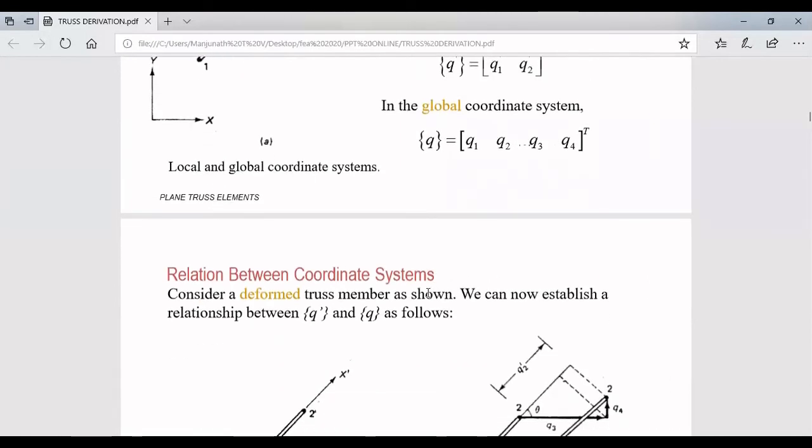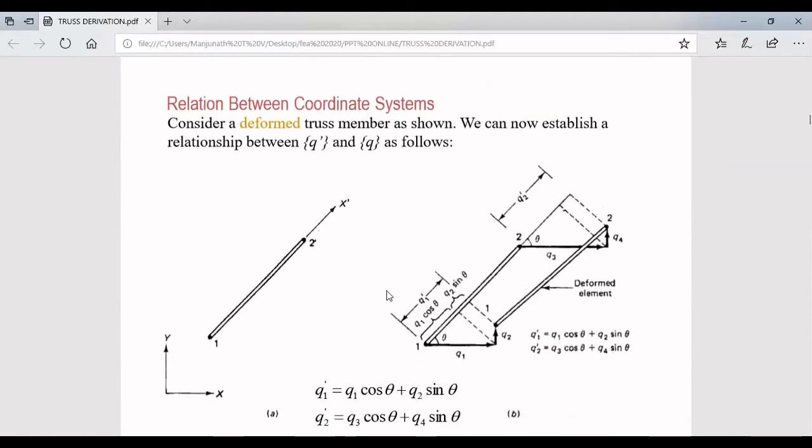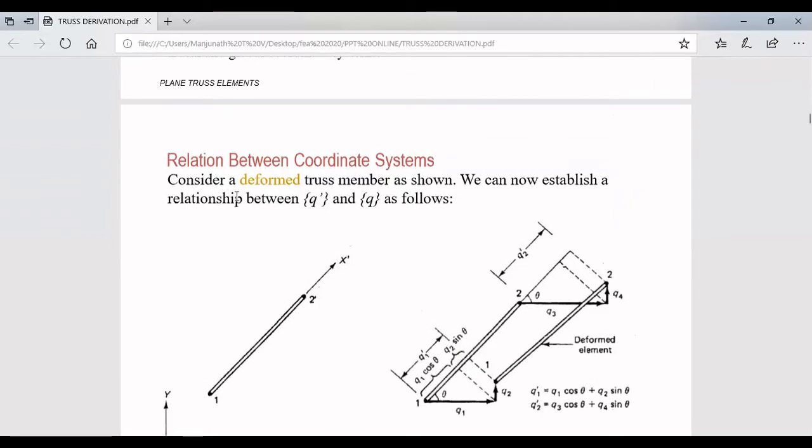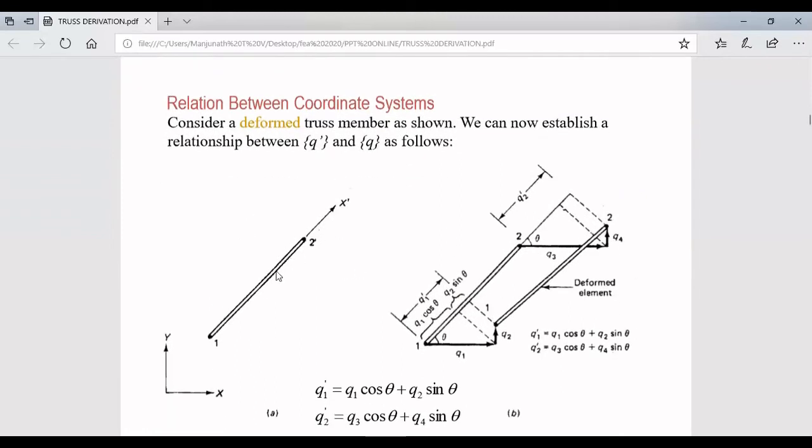Now we need to know the relationship between the two coordinate systems. By using this relationship, we can find the simultaneous equations. Now you can see here, consider a deformed truss member. This is in the local coordinate system, and this is in the global coordinate system. Here the element has node number 1 and node number 2 in the local coordinate system, with displacements q1 dash at node number 1 and q2 dash at node number 2. As it deforms, it is going to be shifted to this position. How the displacements in the x and y directions of the global coordinate system and q1 dash, q2 dash in the local coordinate system are expressed and correlated, that we are going to discuss now.